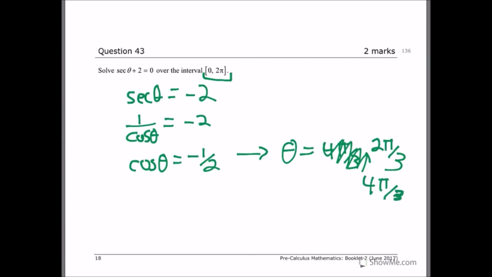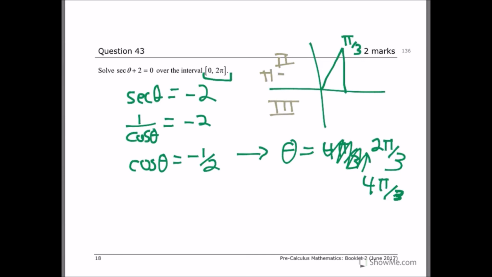4 pi over 3 and 2 pi over 3. If you don't know your unit circle too well, notice that it equals 1/2 at pi over 3 in the first quadrant. And then to get to the second, we know cos is negative in quadrant 2 and quadrant 3. And to get here, we do pi minus pi over 3 and pi plus pi over 3.